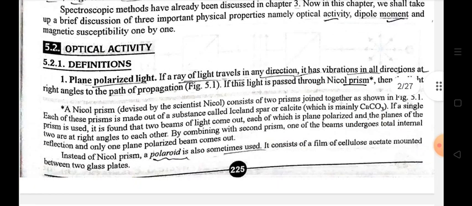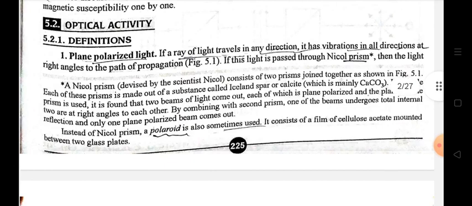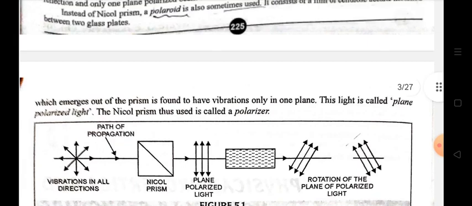Optical activity. Definition. Plane polarized light. If a ray of light travels in any direction, it has vibrations in all directions at right angles to the path of propagation, Figure 5.1. If this light is passed through the Nicol prism, then the light which emerges out of the prism is found to have vibration only in one plane. This light is called plane polarized light. The Nicol prism thus used is called a polarizer.